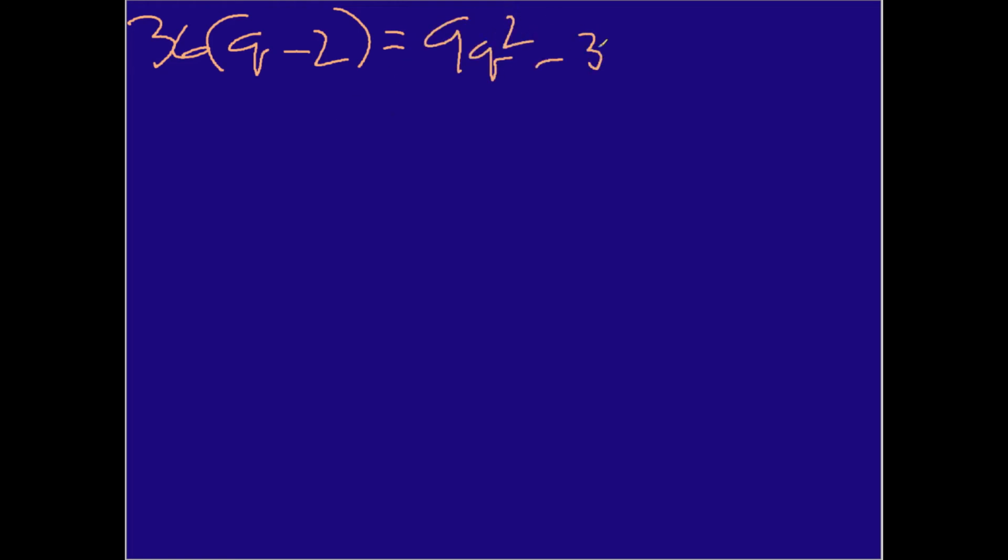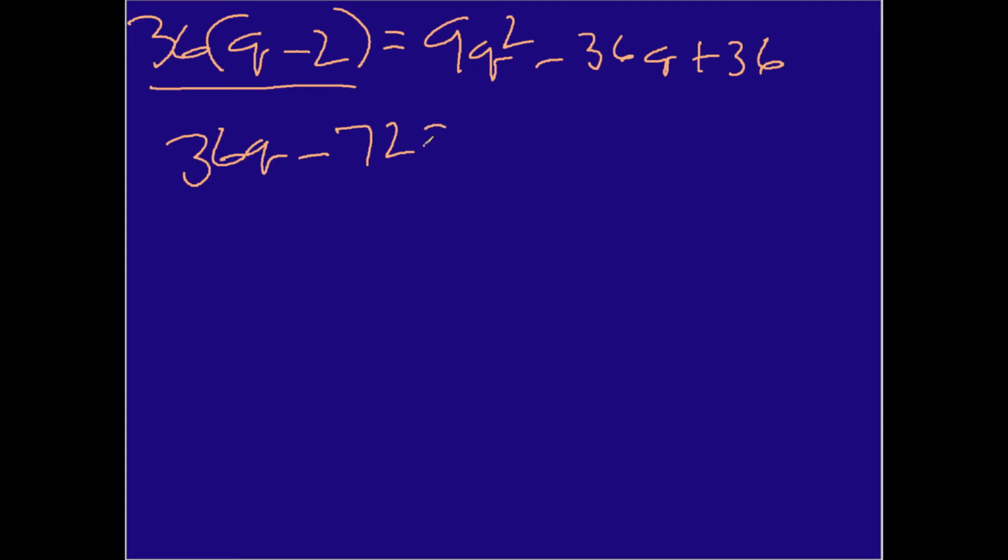We have the following. We have 36q minus 2 equals 9q squared minus 36q plus 36. Now, what we have to do now is deal with this right here. And so if we distribute that 36, we get 36q minus 72 equals 9q squared minus 36q plus 36. Now, we just got to do some basic stuff here.